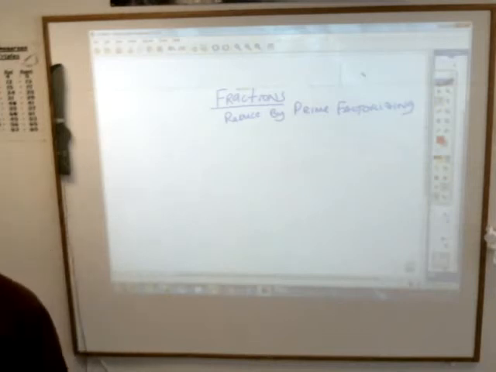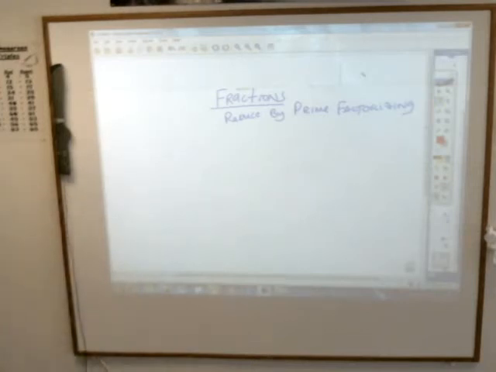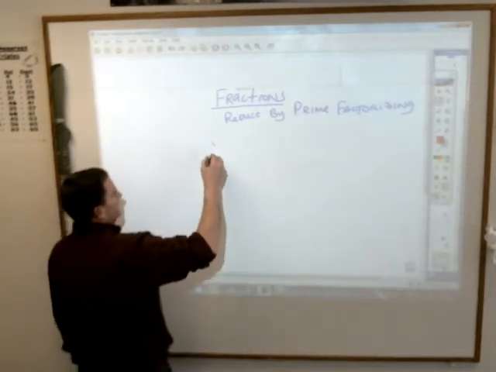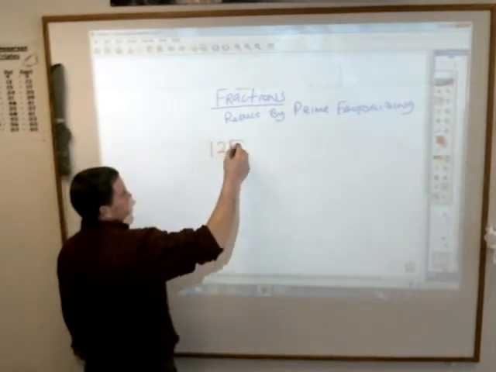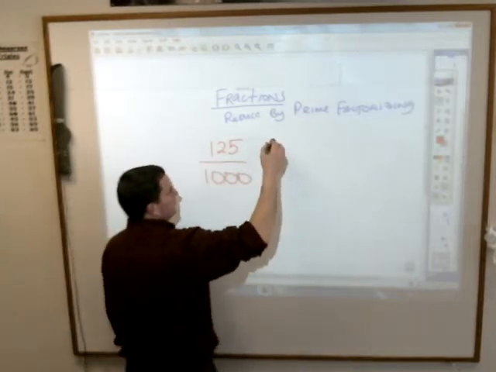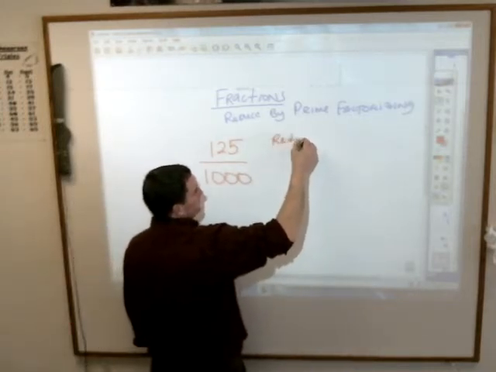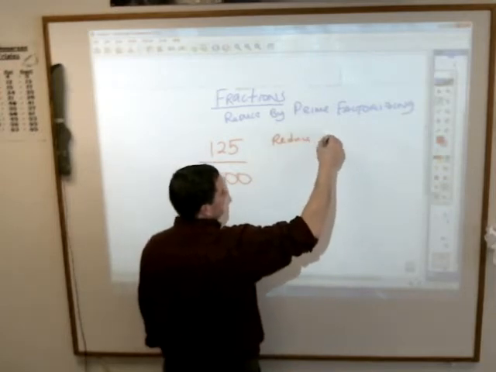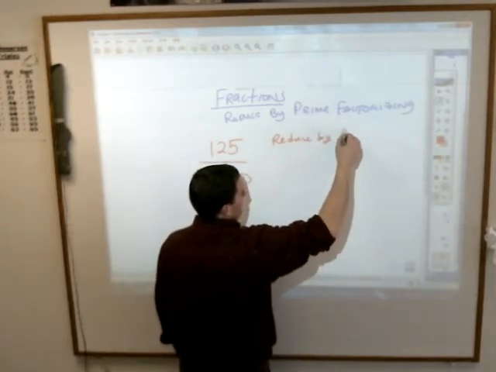It like this, even though some of you will say that I can do it a different way. Here is, write this example problem down. 125 over 1,000. And the book says to reduce by prime factorizing.